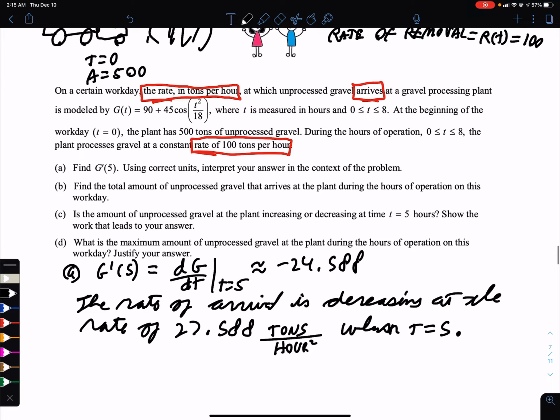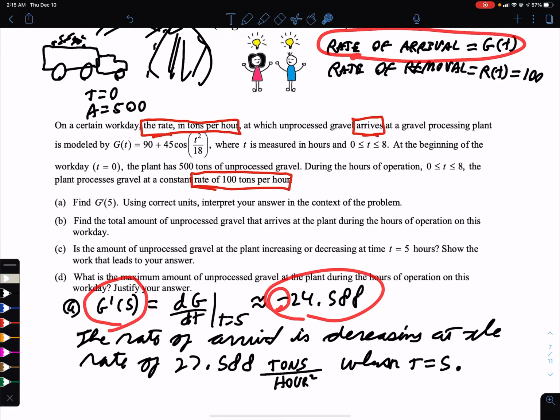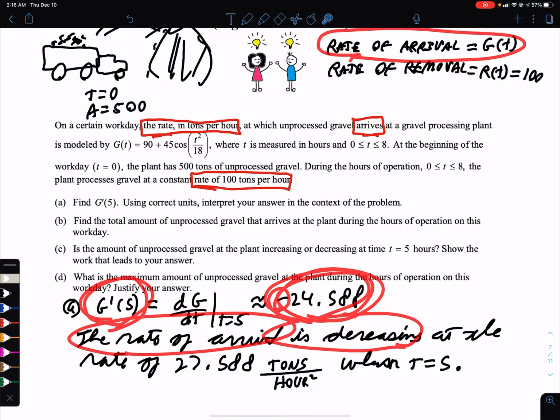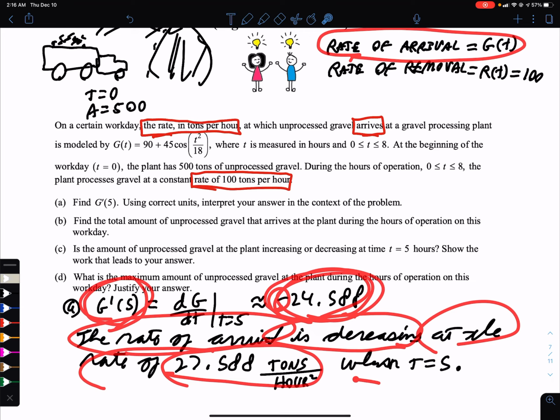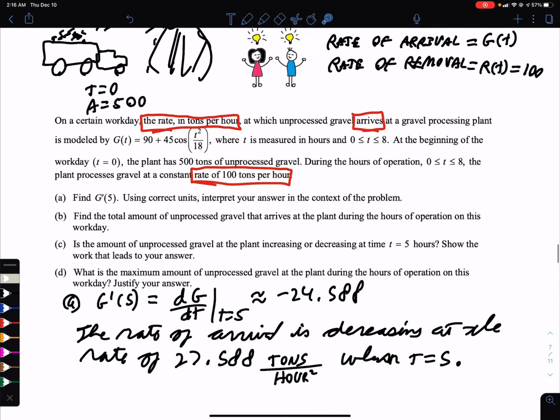So, back again, don't overthink this. The derivative of g is negative. That means g is decreasing. But what is g? G is the rate of arrival. So the rate of arrival is decreasing. Well, how fast? At this rate, because g prime is a rate. So at the rate of 27.58 tons per hour when t is 5. All that fits in. But how do we get the units?